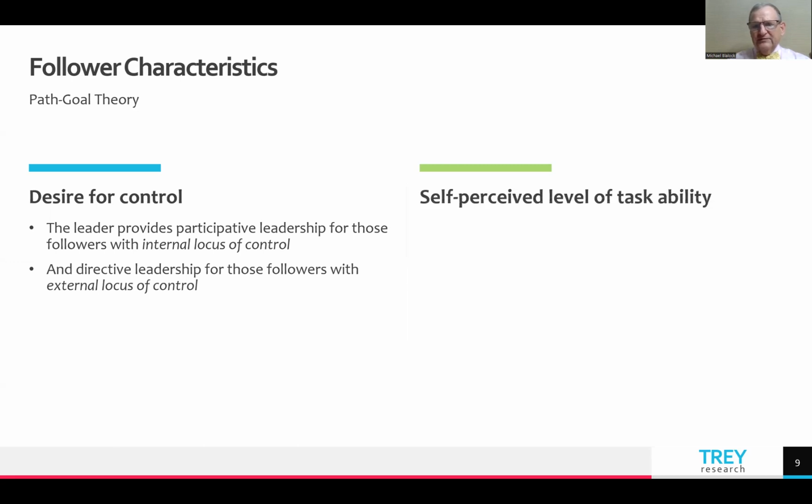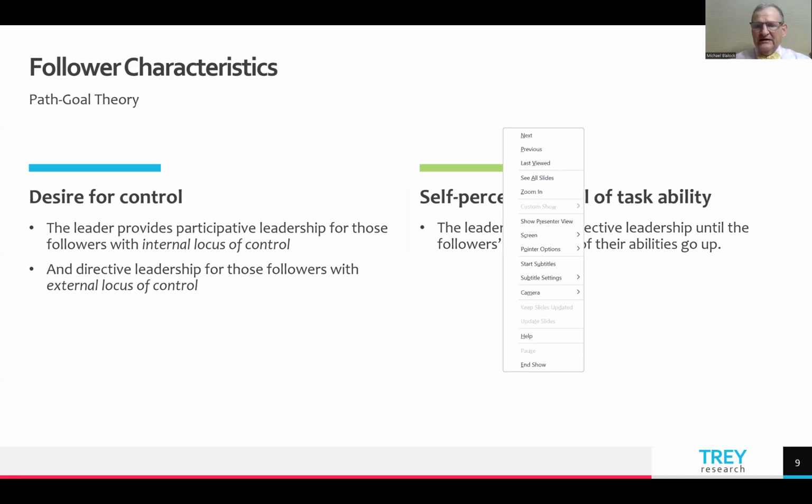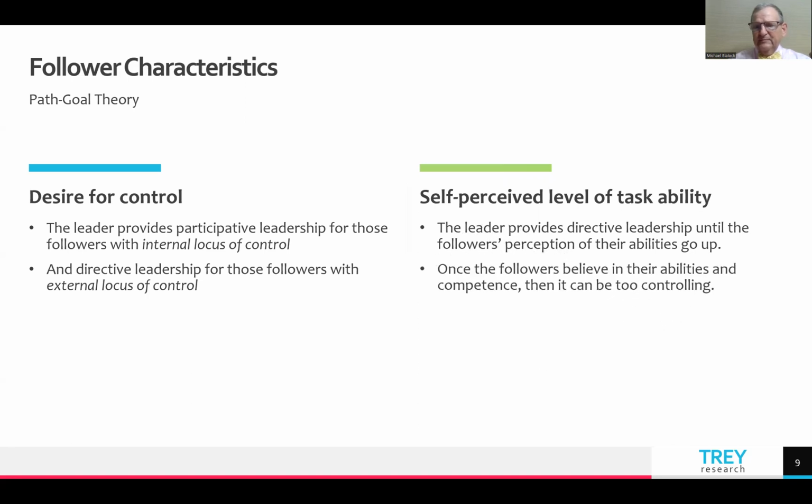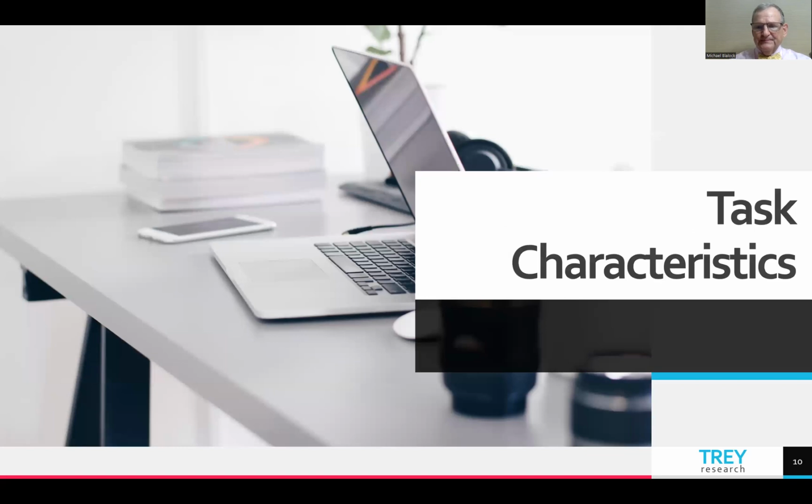And then fourth, the self-perceived level of task ability. This is where the leader will provide directive leadership until the person's self-perception gets them to a point of feeling competent in their abilities. And this directive leadership will help them to continue to grow those skills. Finally, whenever those skills reach a high level and the followers believe that their own perception of those skills is good, then you need to back off the directive leadership because they will find it to be too controlling.